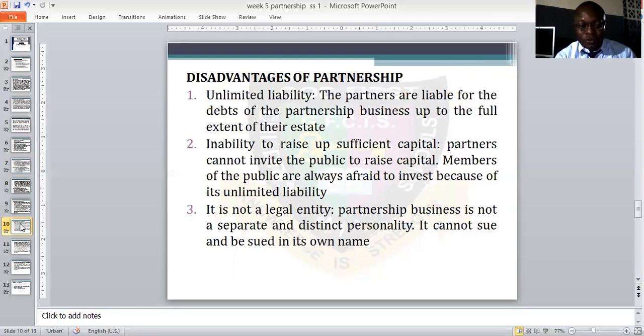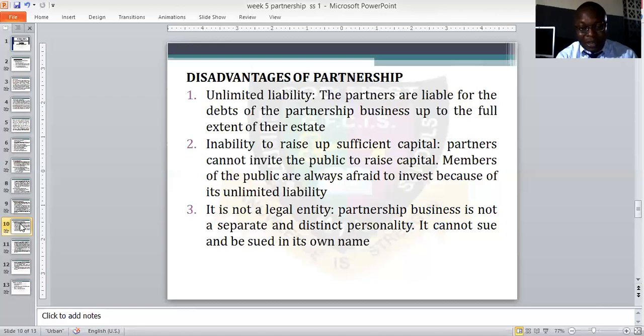So two, inability to raise up sufficient capital. Members cannot invite the public to raise capital for them. It's not possible. This is not a limited liability company. It's under the limited liability company, that is public limited liability company, that they can invite the public to raise capital for them. But under the partnership, it's only the partners that can come together to raise the capital for themselves. But under this, the public is not allowed.